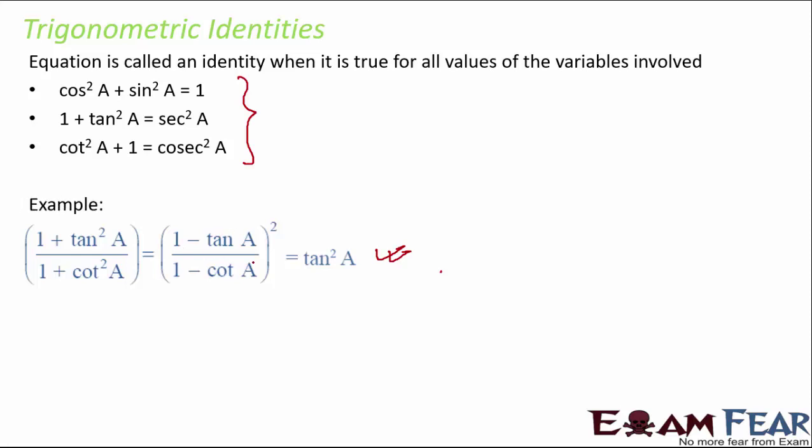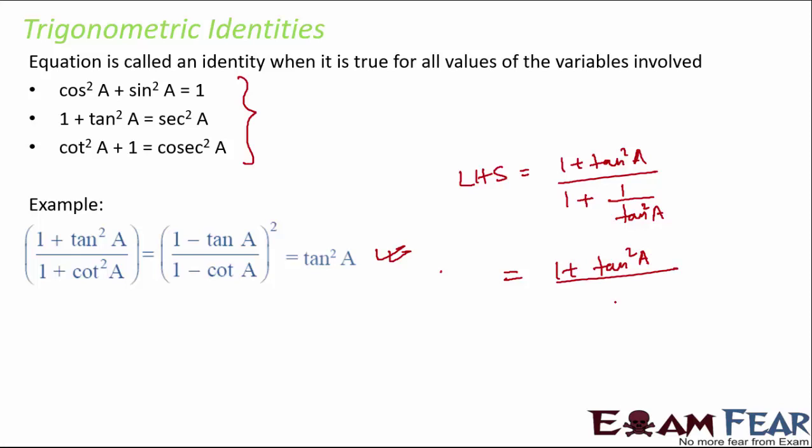We have to prove that this identity is true. So let's start with the left hand side. The left hand side is 1 plus tan square a divided by 1 plus cot square a. Cot square can be written as 1 upon tan square a. So this can be written as 1 plus tan square a divided by, taking tan square a common, tan square a plus 1. So this 1 plus tan square a and this 1 plus tan square a get cancelled. The answer would be tan square a, which is equal to the right hand side.